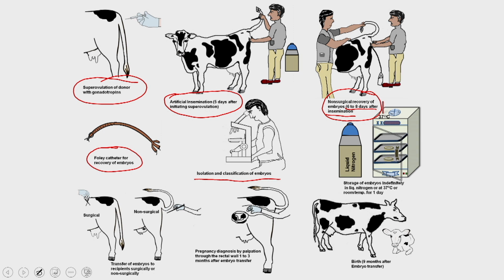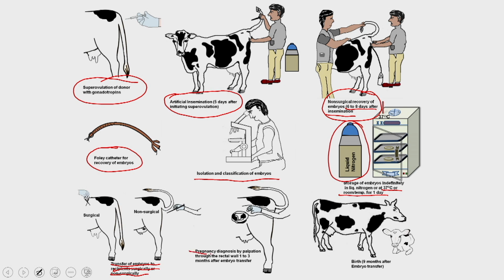Then you can segregate the good and the bad quality embryos under the microscope, and these embryos can be stored in liquid nitrogen for indefinite storage, or they can be stored at 37 degrees Celsius or room temperature for 1 day. After this, you have to transfer the embryo to the recipient, surgically or non-surgically. So, you can do a surgery on the recipient animal and implant these embryos into the uterus, so that they will develop.